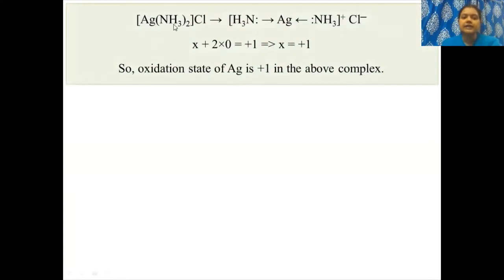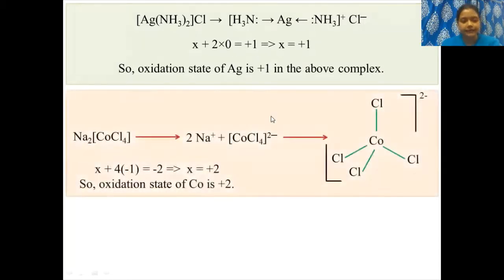Here [Ag(NH3)2]Cl. Here the silver ion is attached to two ammonia. So x plus 2 into 0 equals +1. So x is +1. In this example, Na2[CoCl4], we write it as 2Na+ and [CoCl4]2-. Cobalt is the central metal attached with four Cl ligands. So x plus 4 into -1 equals -2. So x equals +2.